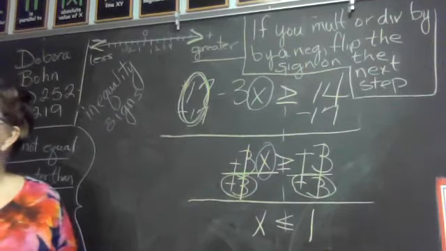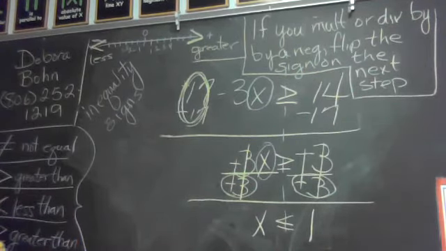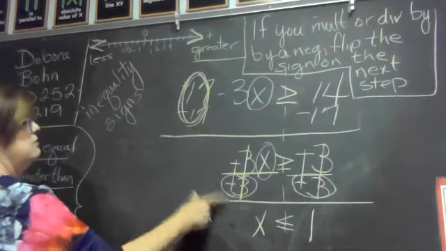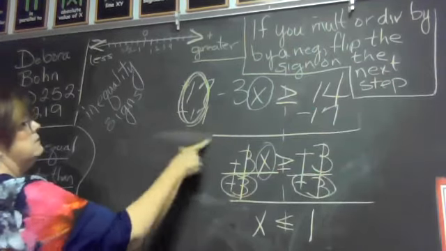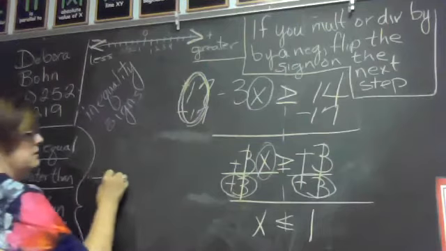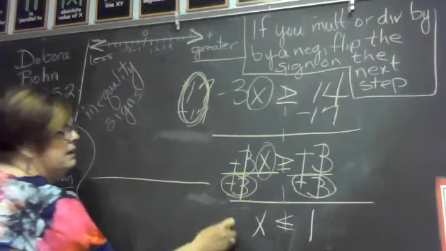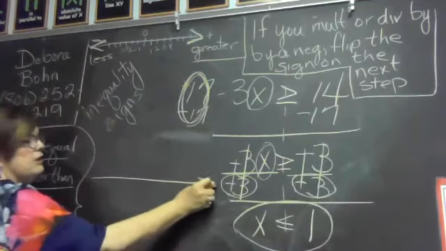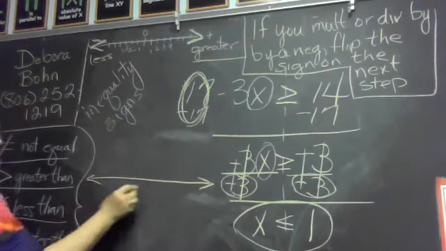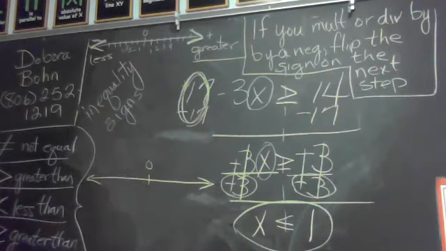Now let's graph it. Since I only have one variable in my answer, I'm only going to have one line. I'm going to have a number line, and this is what my number line always looks like. And then I have to find my important number. What is the important number here?